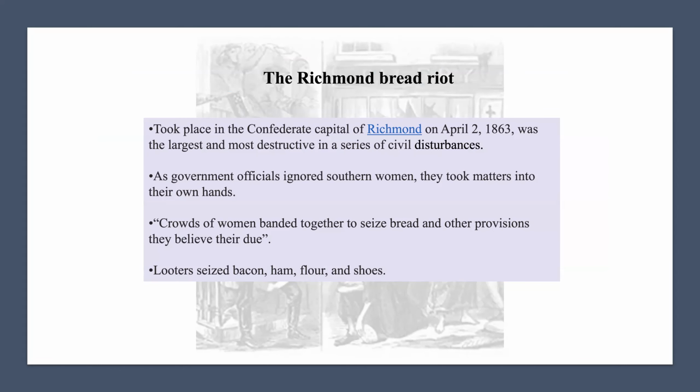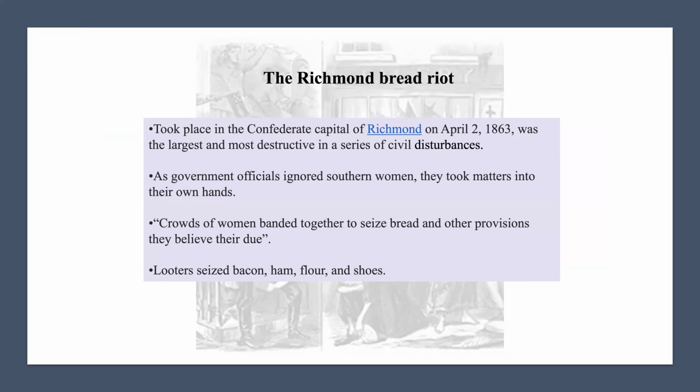This leads to riots. And one important riot was the Richmond Bread Riot. It took place in the Confederate capital, Richmond, on April 2nd of 1863, and was one of the largest, most disruptive in the series of civil disturbances conducted by Southern women.